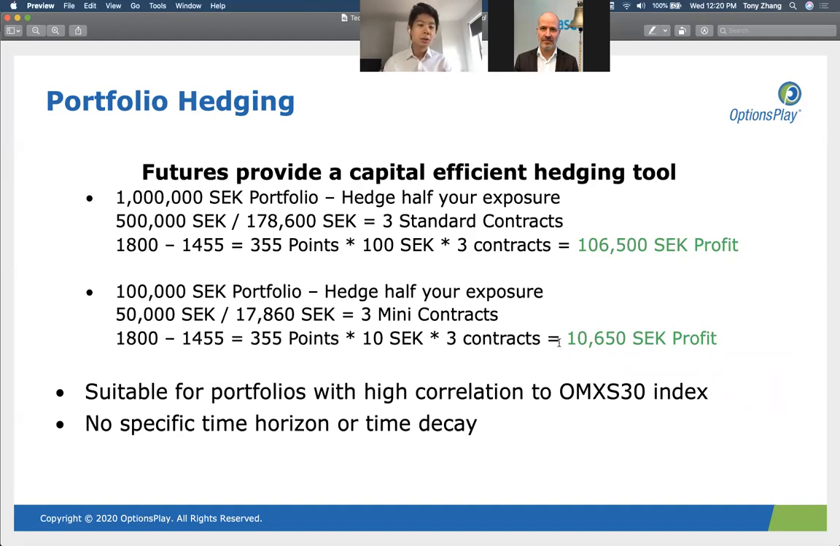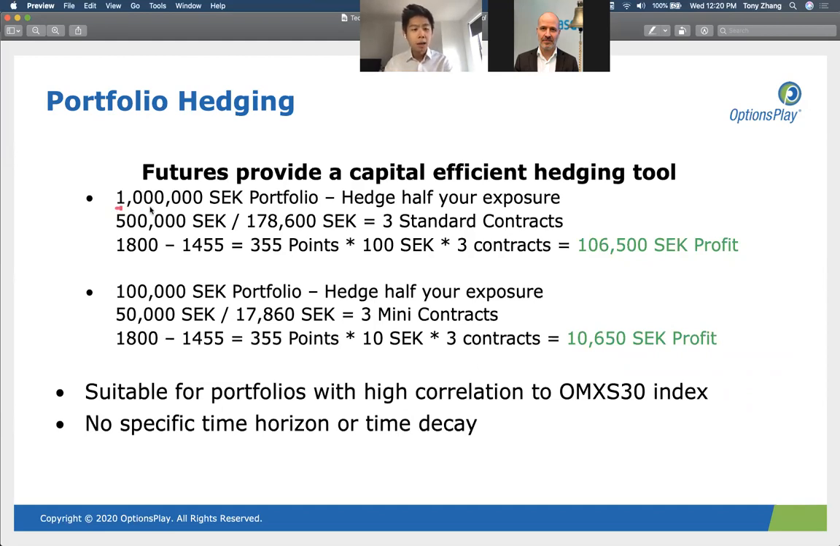So depending on the size of your portfolio, you would use either the standard futures contract, or if you have a small portfolio, you might want to use these new mini futures contracts that you may not have been able to use prior to this week, when the mini futures were launched.